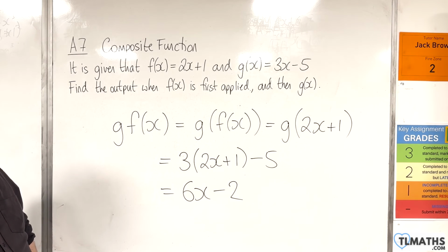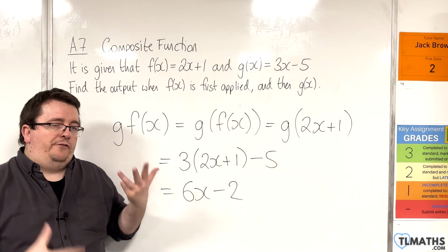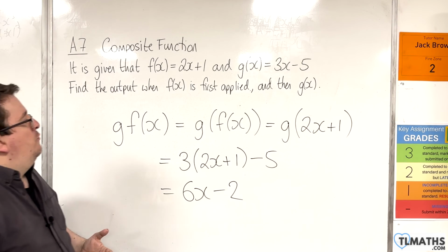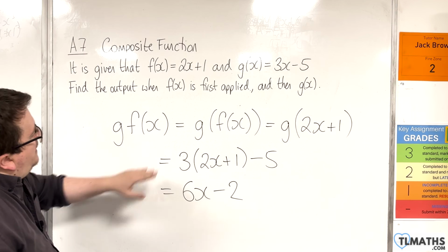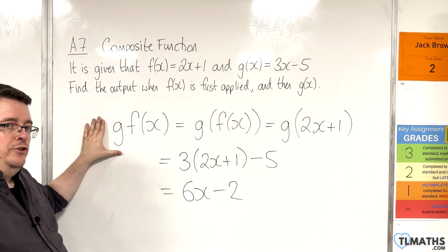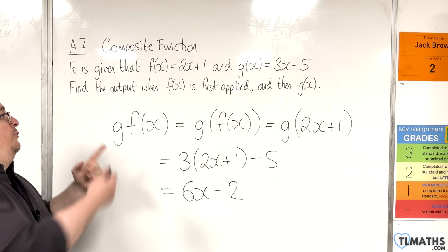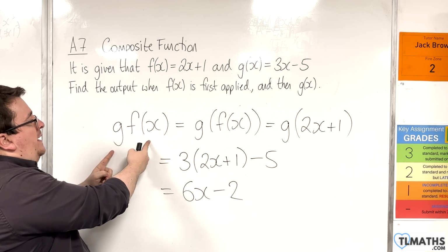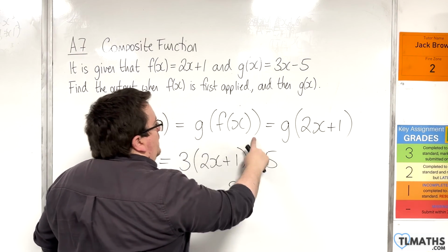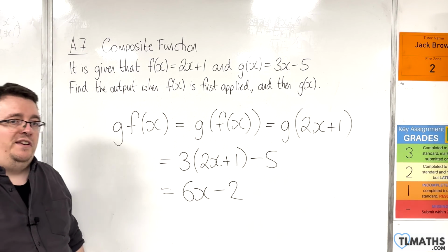So this is what a composite function is, and you need to think about that order. Remember, if you see gf of x, you want to do f, and then that's going into g. If it helps, when you see that, put the bracket round, and that makes it clear that f of x is being substituted into g.